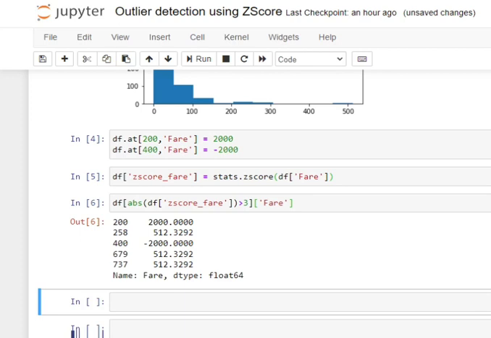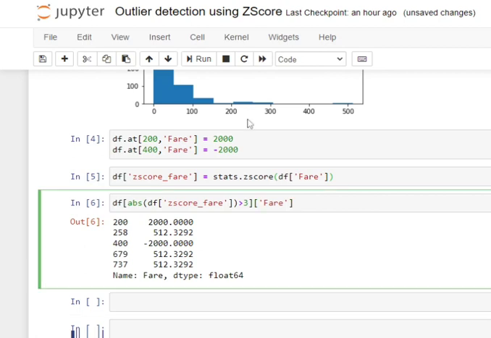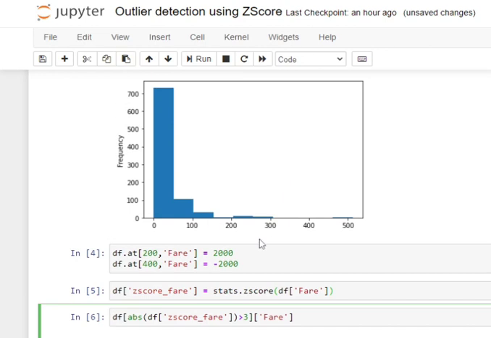Once you see the result here, you can see that both the outliers that we introduced in the dataset have been detected, alongside the values near 500, which I was also considering as outliers. I assume that if we lower this threshold to say 2.5 or 2, we might capture the other values as well. So this was the idea about how we can detect outliers using Z-score.